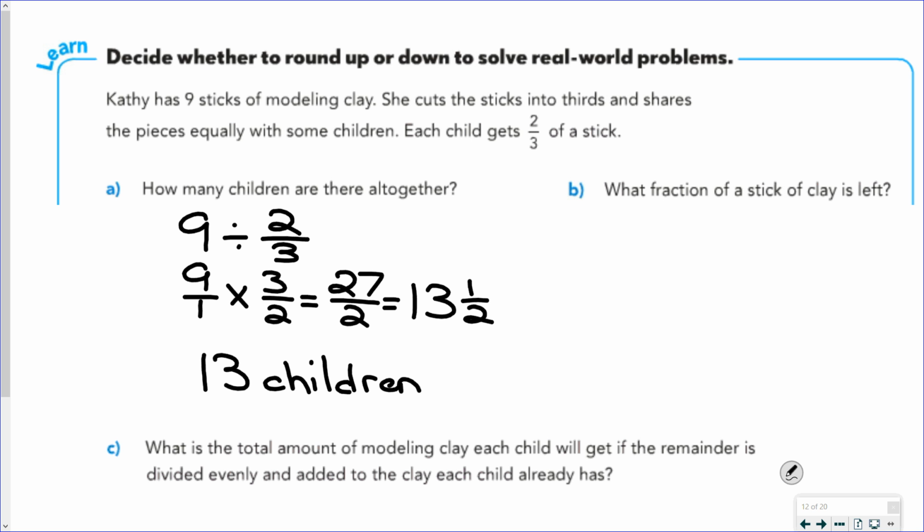So for part B, what fraction of a stick of clay is left? Well, each child gets 2/3 of a stick. And we have enough clay for 13 and a half children, which means we have half of a portion. So we take 2/3 times 1/2. The 2's would cancel each other out, and we're left with 1/3 of a stick.